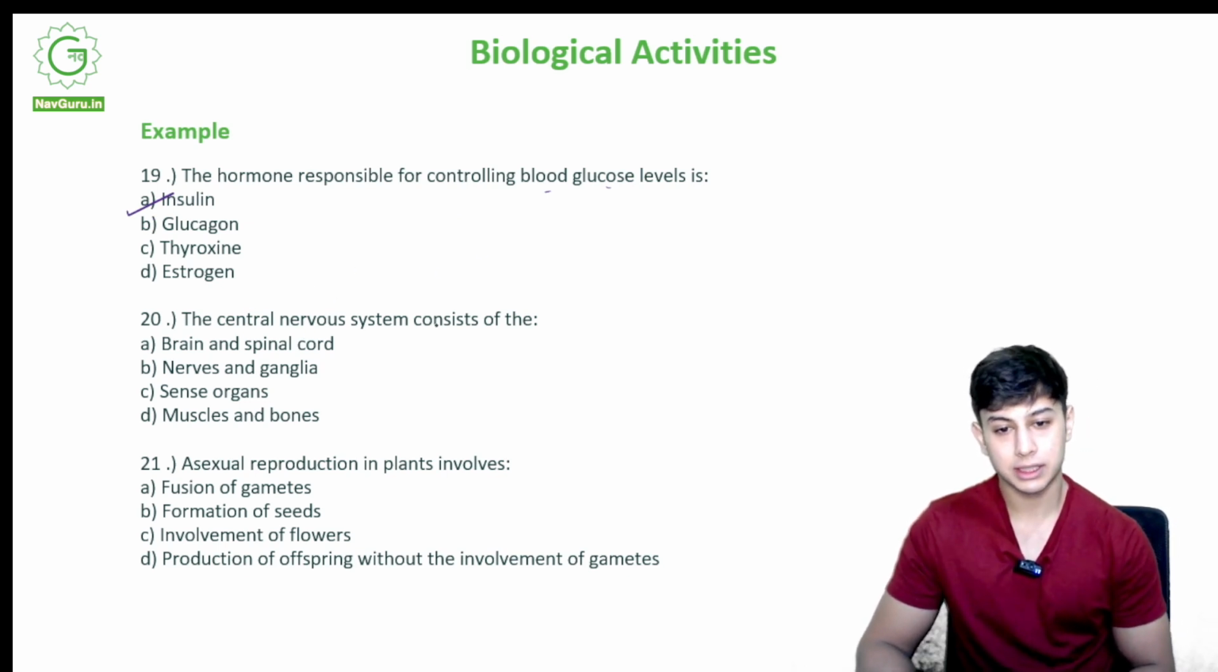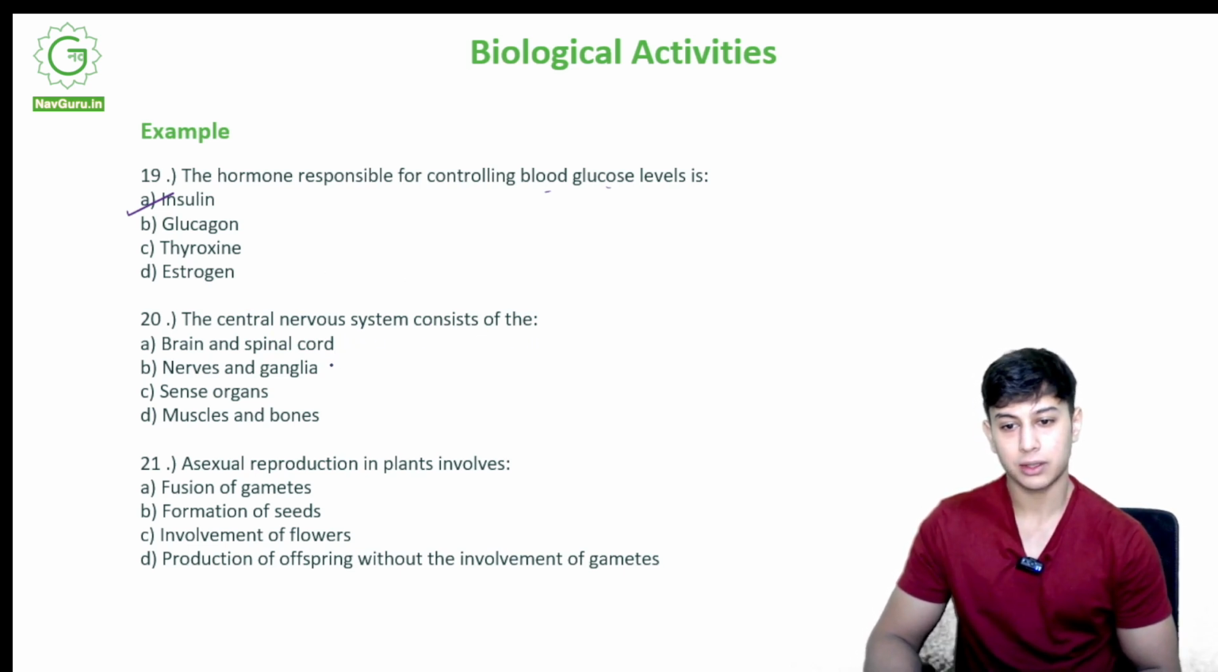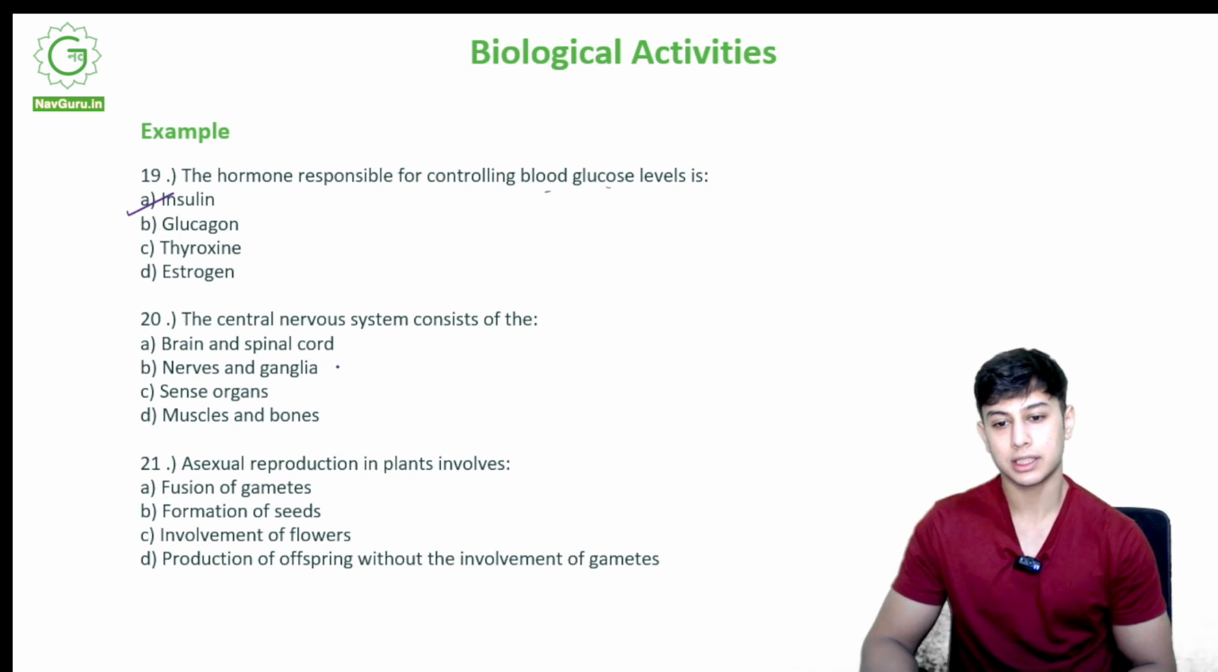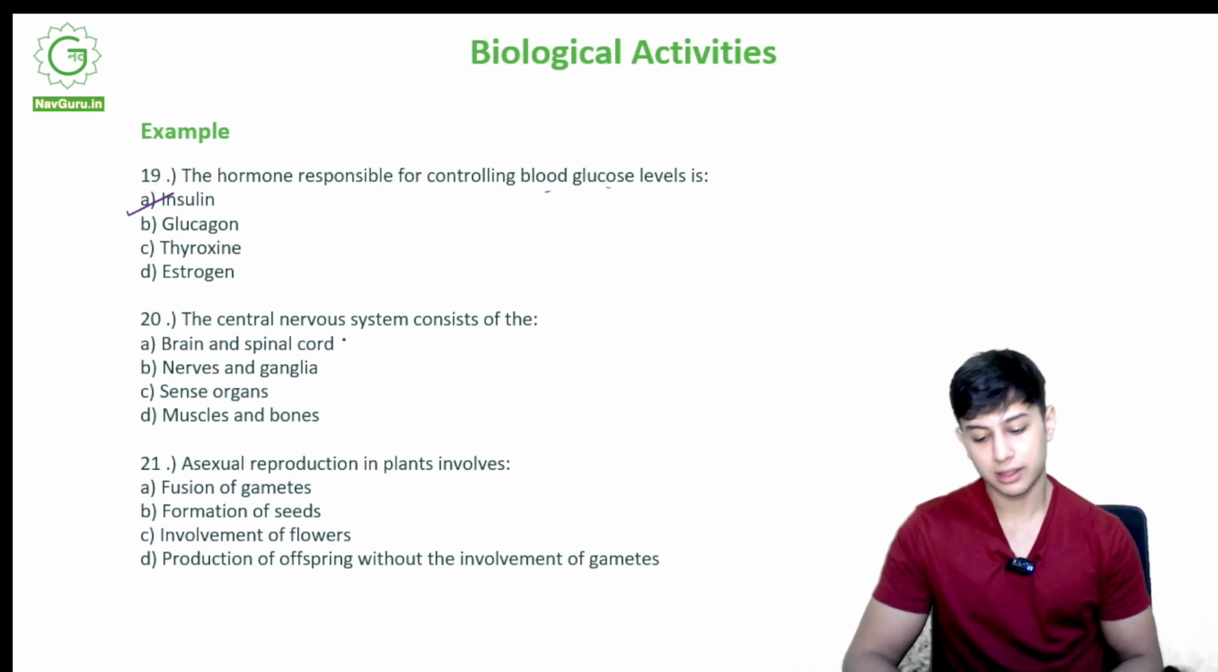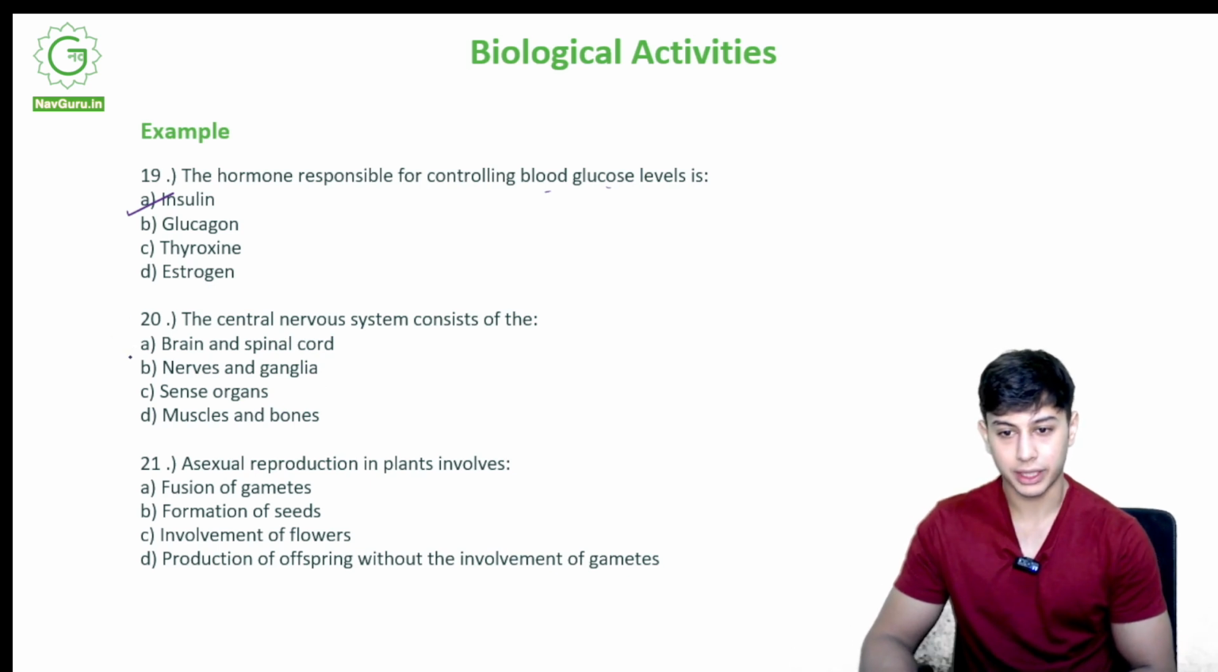Central nervous system consists of the brain and spinal cord, nerves and ganglia, sense organs, muscles and bones. Alright, so the central nervous system is composed of A. This will be studied in another chapter in detail.